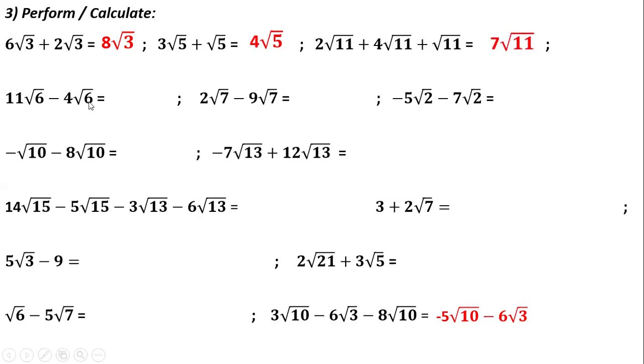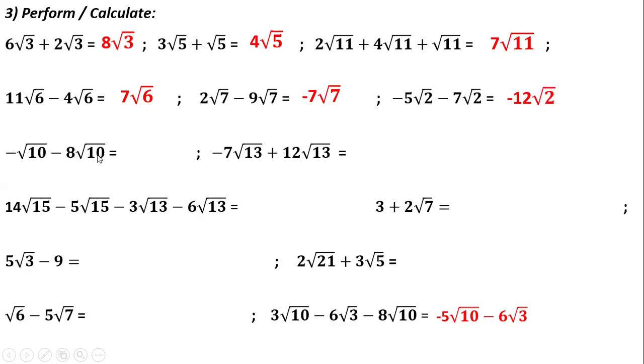11 radical 6 minus 4 radical 6. 11 minus 4 is 7 radical 6. 2 radical 7 minus 9 radical 7, I have same radicands, so 2 minus 9 is minus 7 radical 7. Minus 5 radical 2 minus 7 radical 2, I have same radicands. Negative and negative, it's minus 12 radical 2.